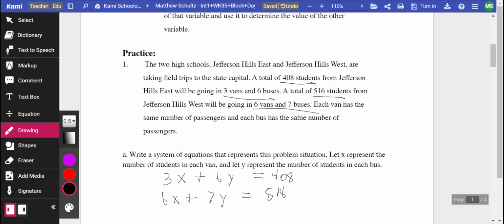So basically on this, we were supposed to create a system of equations. We have our two equations here that represent the total number of students who will be taking this field trip, 408 and 516. The 3 and the 6 represent the number of vans. The 6 and 7 represent the number of buses. The x's represent the number of people in them, specifically for the vans. The y's represent the number of students in each bus. How do we know that? Because it literally states that right here. x represents the number of students in each van. All right, let's go on.